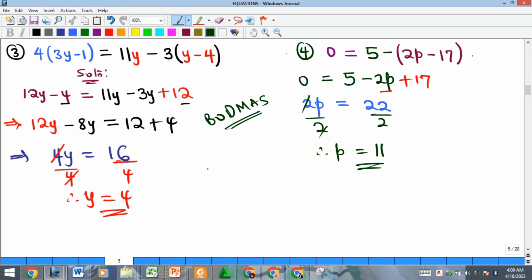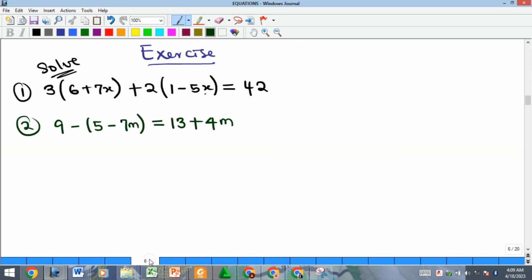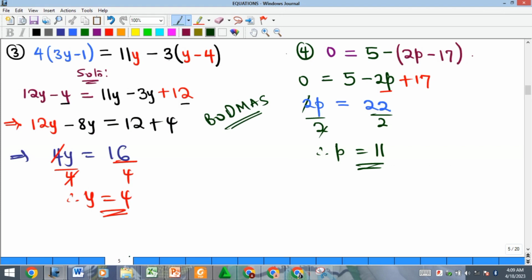solution. All right, so as we end this lesson, there are exercises here. You have to solve these equations, get the values of x in one and the value of m in two. Okay, this is where we end it for this video.